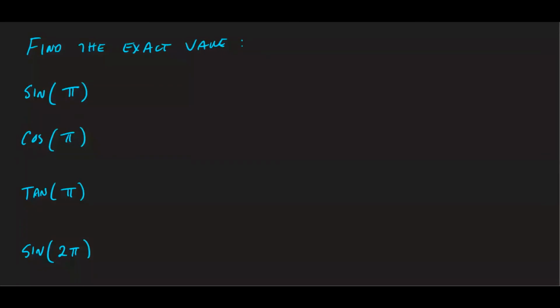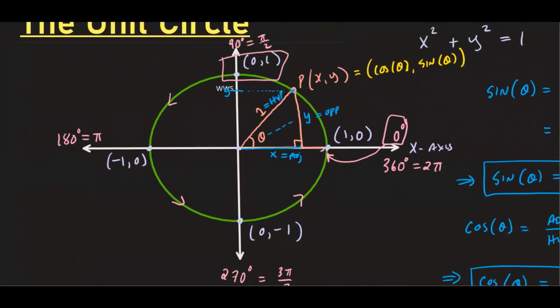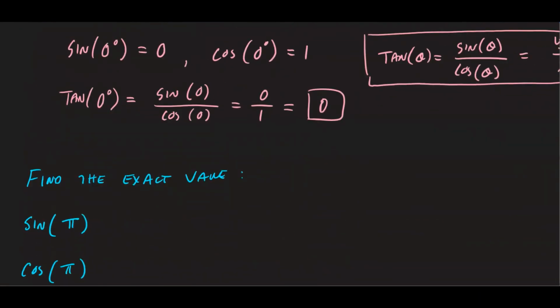So now let's go ahead and find a couple of exact values. So we want to find the exact value for sine of pi. Well, if we go back to our unit circle, pi is located right here. So that means we're looking at this point. So sine, we said, corresponds to the y value. So for this point, the y value is 0, which means sine of pi is going to be 0.